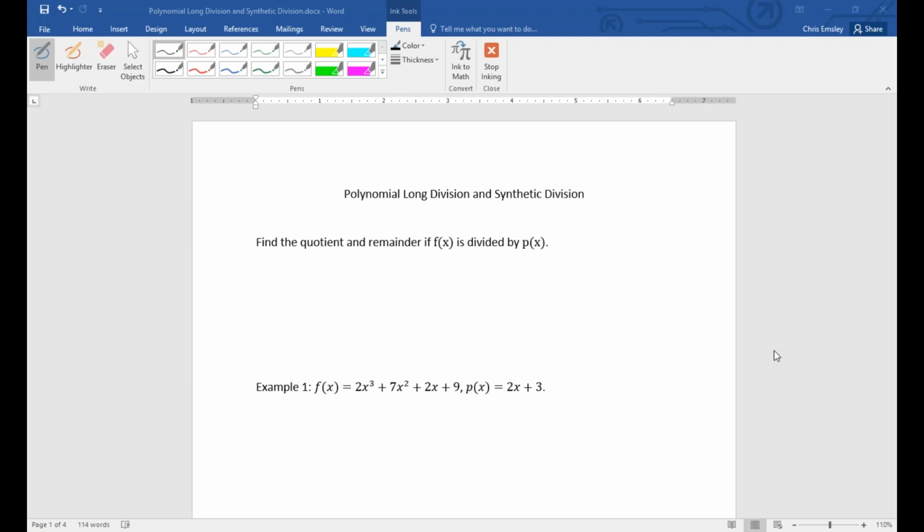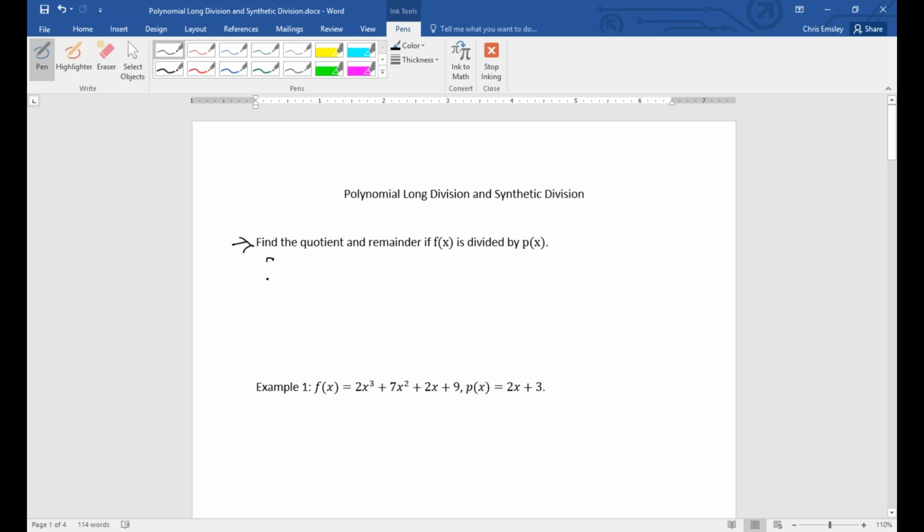In this video, we're going to be looking at polynomial long division and also synthetic division. Before we jump into a couple examples, I just want to go over a little terminology we have here. These directions right here, find the quotient and the remainder if f of x is divided by p of x. Those are going to be our directions for every single example we have here today in this video.